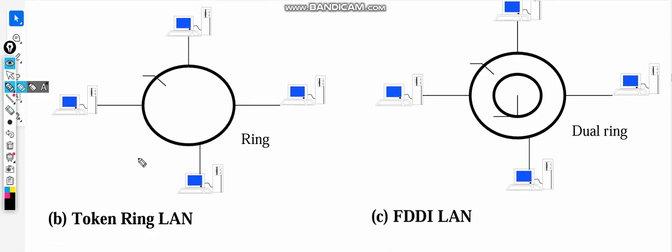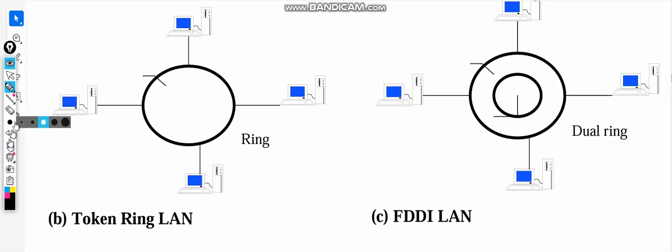This is a token ring LAN. Computers are connected in the form of a ring here. So this is a token ring LAN. This is an FDDI LAN. FDDI means fiber distributed data interconnect LAN. So computers are connected in the form of a ring with an additional ring, a dual ring, which is why it is called a dual ring FDDI LAN.